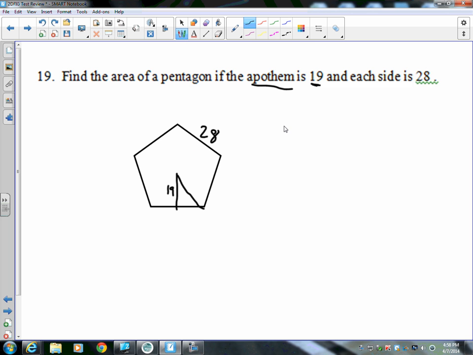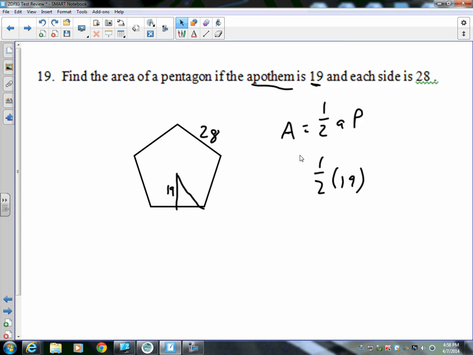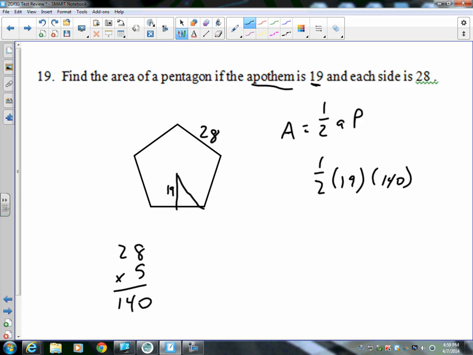To find the area of a regular polygon, area is equal to 1/2 A times P. A is the apothem, which we know to be 19, it's given to us. And to find the perimeter, add up all the sides. All 5 sides are 28, so 28 times 5 gives us 140. So multiply by the perimeter of 140: 1/2 times 19 times 140 gives 1,330.